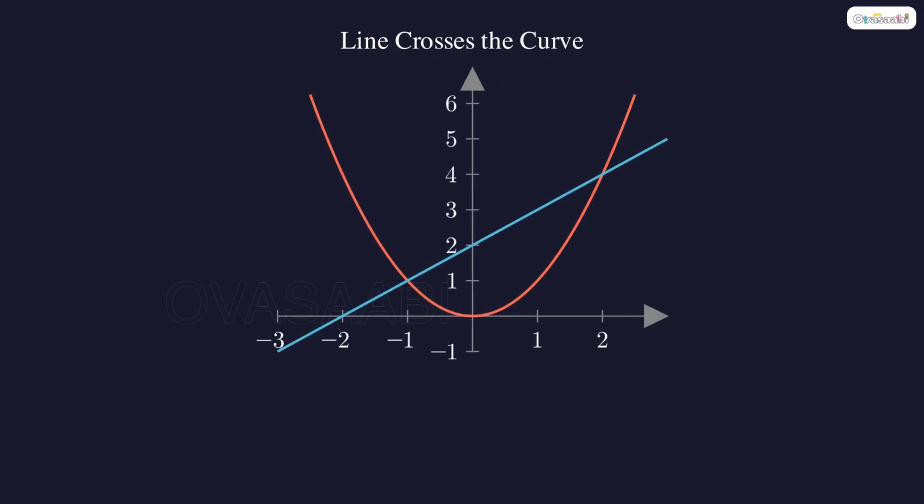When we draw the straight line on the same axes, it cuts the curve at certain points. These crossing points are the solutions. Reading their x and y coordinates gives us the answers.